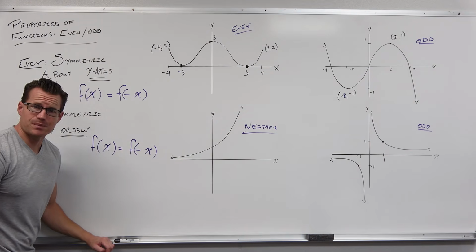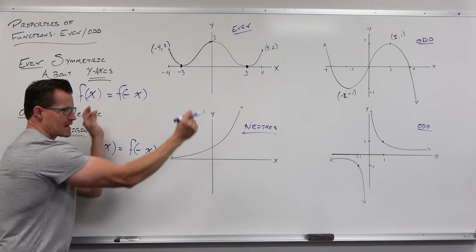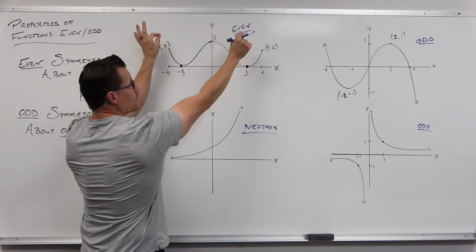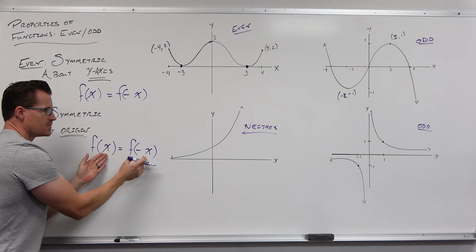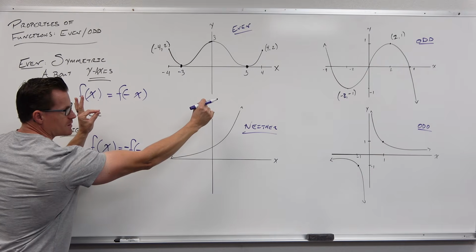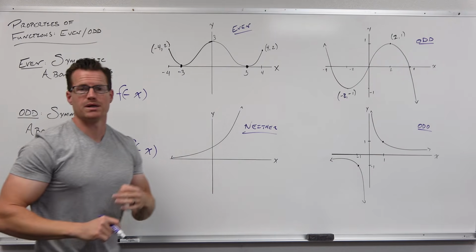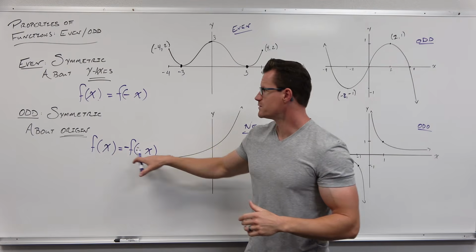These things will not be equal. That would be even. If I take opposite inputs and I get the same output, I'm getting symmetry about the y-axis. If I take opposite inputs and I get opposite outputs, I'm taking opposite values in, I'm getting opposite values out, no matter how you cut it. That would be an odd function. This is what defines odd.